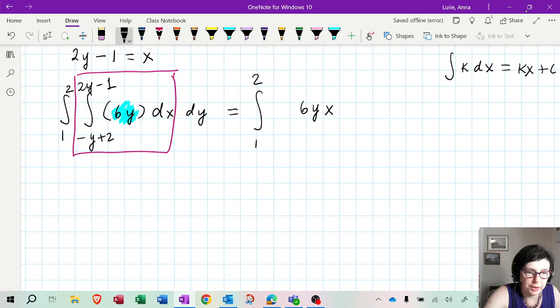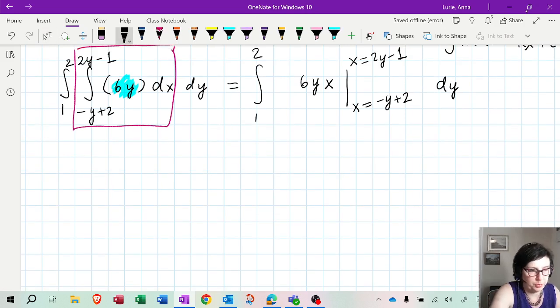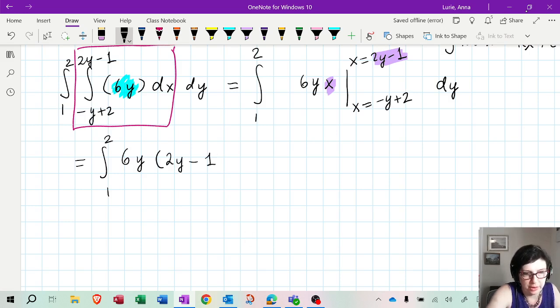Okay? And then we're going to substitute, and here's important because we are integrating with respect to x. When you substitute in your limits, it's going to be x equals negative y plus 2, and then x equals 2y minus 1. And again, the outside integral still stays dy. We have not gotten to that point yet. Now, when you integrate, always remember that the top limit comes first. You substitute that for x, right? And you are specifying that it's x equals 2y minus 1. So this is going to become 6y multiplied by parentheses 2y minus 1.